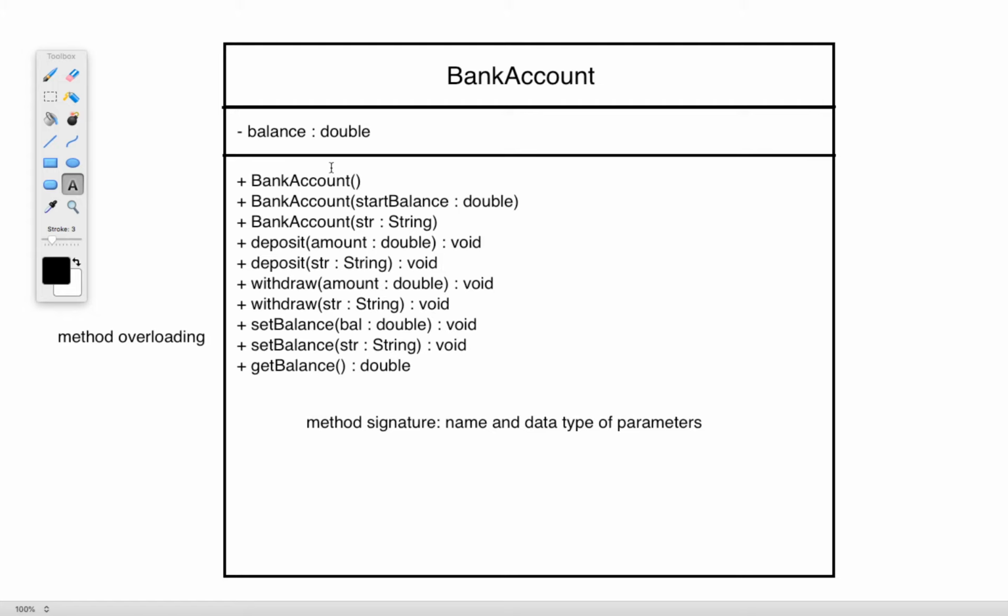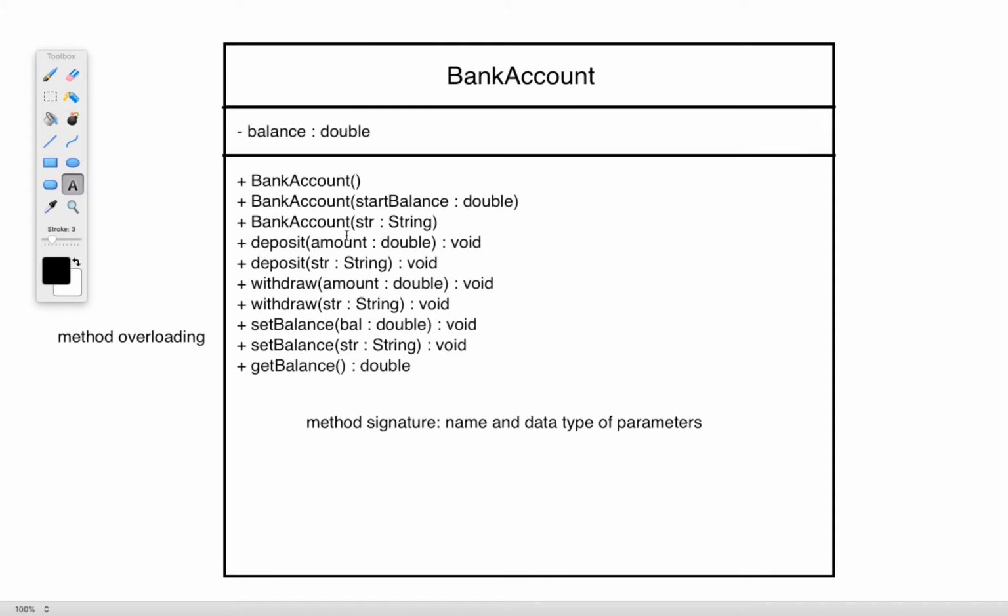If we look at each one of these methods, say with this bank account constructor, we can see that we've got the same name for them, but the data type of the parameters is different for each one of these, meaning that the method signature is different. That's how we are able to distinguish which one of these three constructors we want to call, depending on the kind of parameters that we're passing in. This is also going to be true for our deposit method.